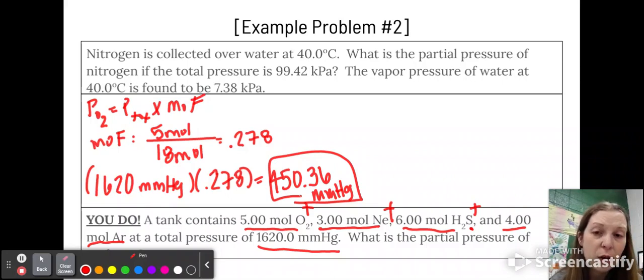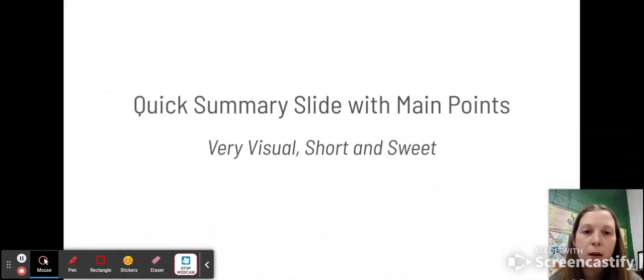One way to check yourself on this is to then add up the partial pressures and make sure it equals that total pressure at the end. Okay? All right, guys, so now you should be able to calculate ideal gas law and partial pressures.